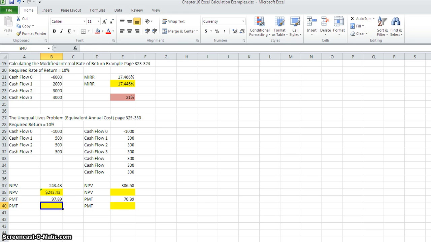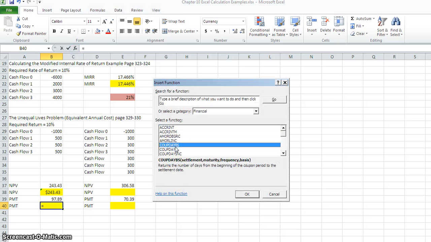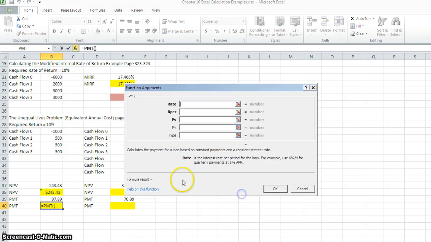$243.43. Now, what we're going to do is convert this into an equivalent annual annuity or a payment so I can make a comparison. In this case, we would want the higher PMT. As we can see, this project is better, but I still need to show you that process. So let's find PMT, hit OK.